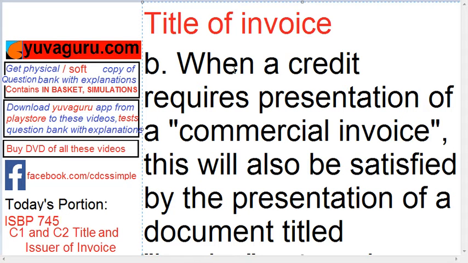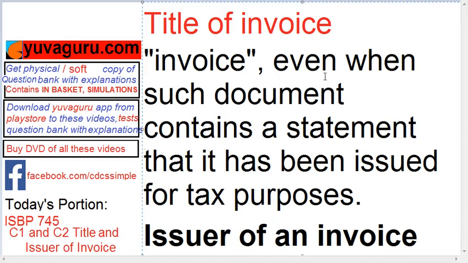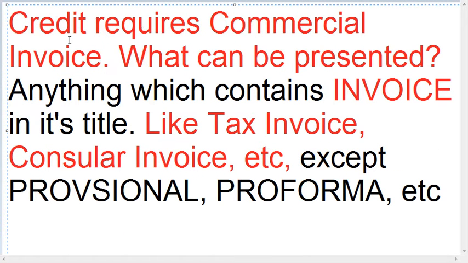B. When a credit requires the presentation of a commercial invoice, that will also be satisfied by the presentation of a document titled invoice, even when such document contains a statement that it has been issued for tax purposes. If the credit requires commercial invoice, what can be presented? Anything which contains invoice in its title, like tax invoice, consular invoice, all the words which we studied earlier, except pro forma, provisional, which don't prove that the business has been done.